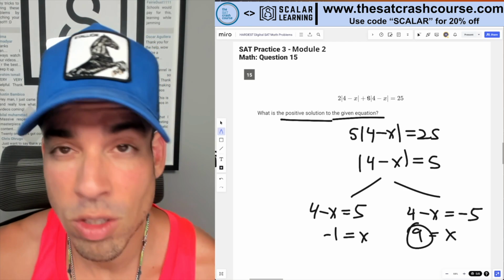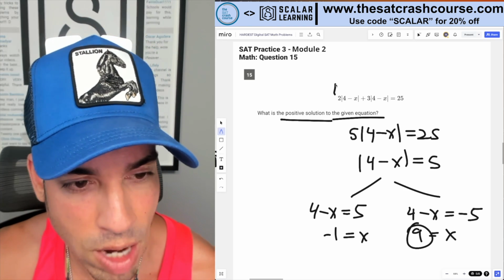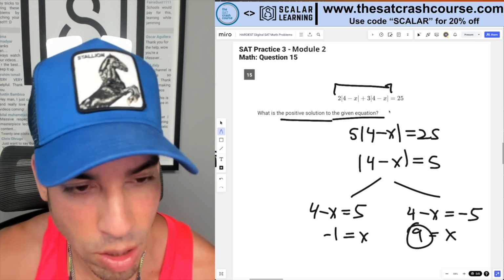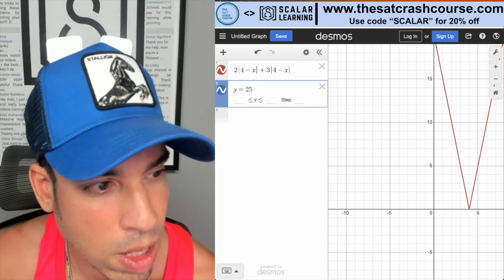The other way we can do this is using Desmos. I'm going to show you how now. I'm going to plug the left-hand side in for one function and y equals 25 for another one and see where they intersect. So now I've plugged in both functions.